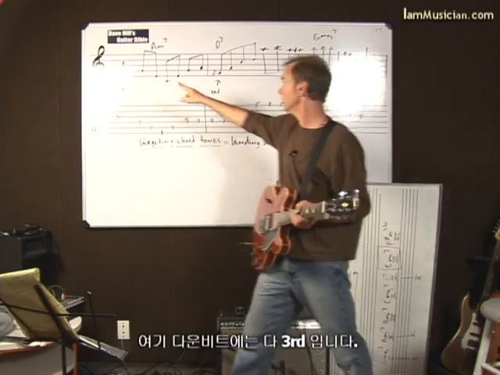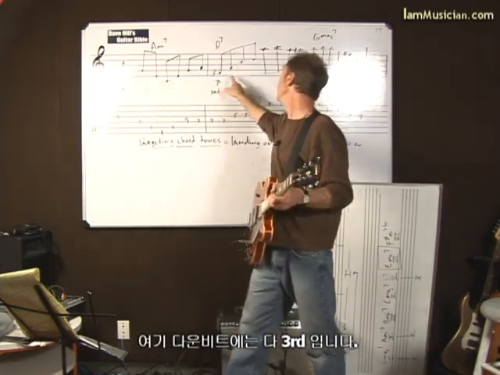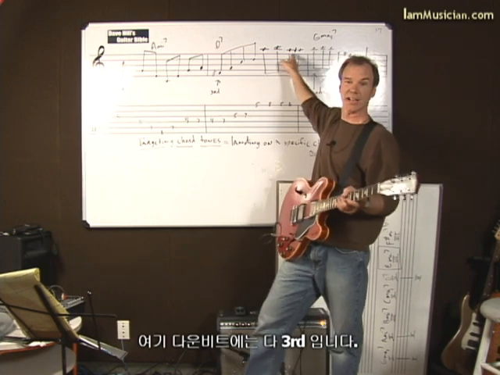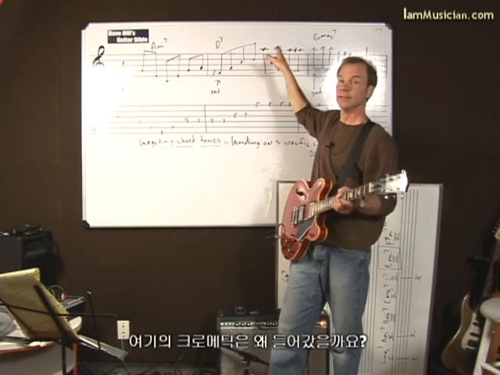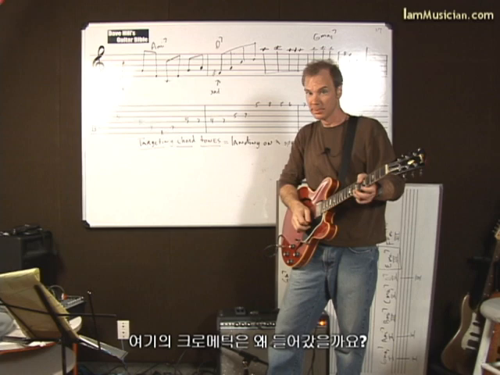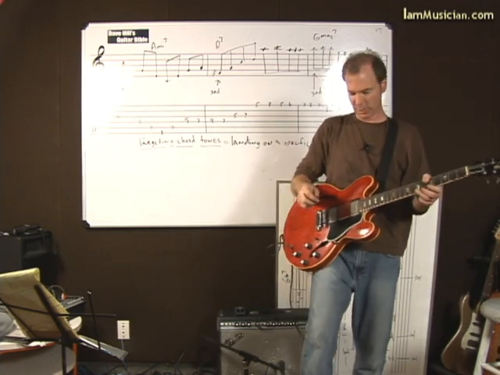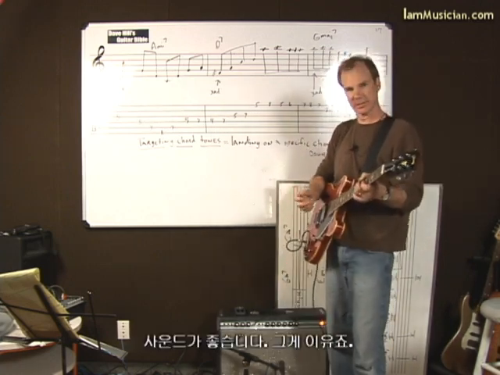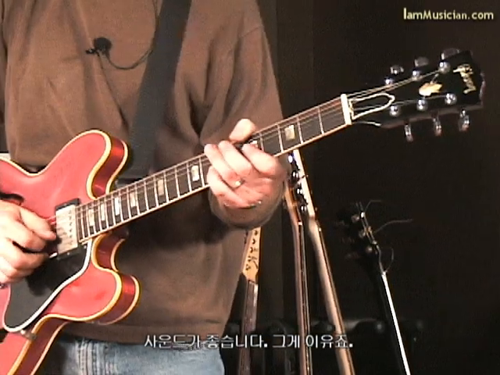Every one of these downbeats here is a third of the dominant chord. Now, you'll notice that I even used a chromatic setup to the third of the G chord. Now, why did I do that? Doesn't it just sound good? Listen to how it sounds again.